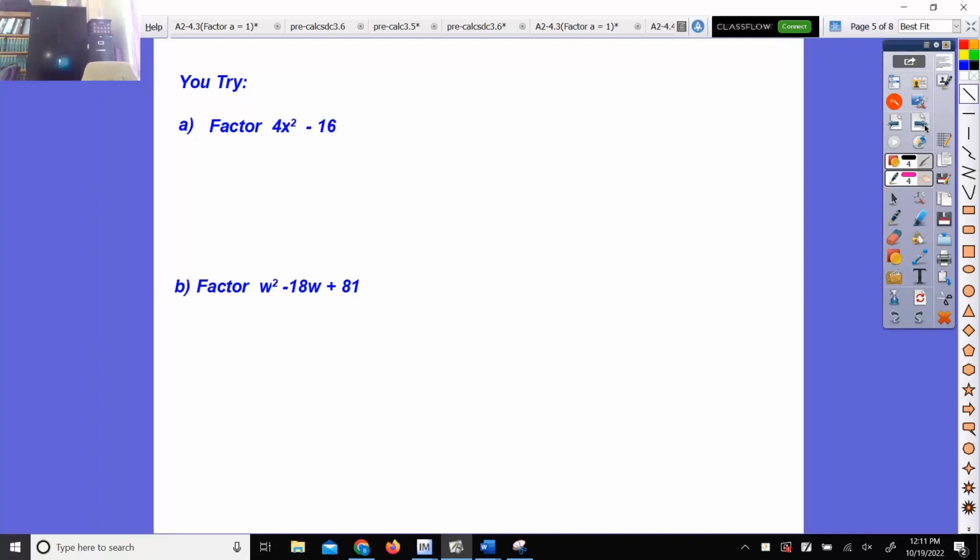On example A, after you factored it, think about whether you factored it completely. I really bet you did.